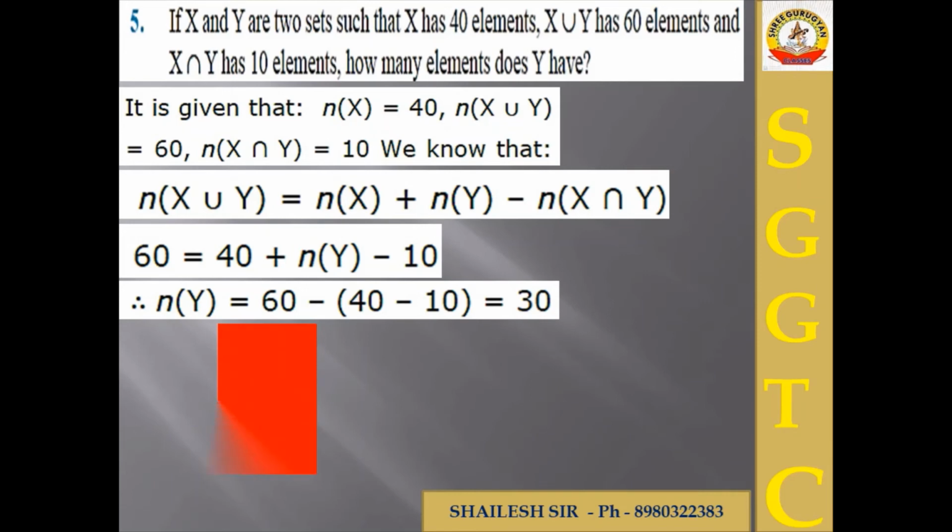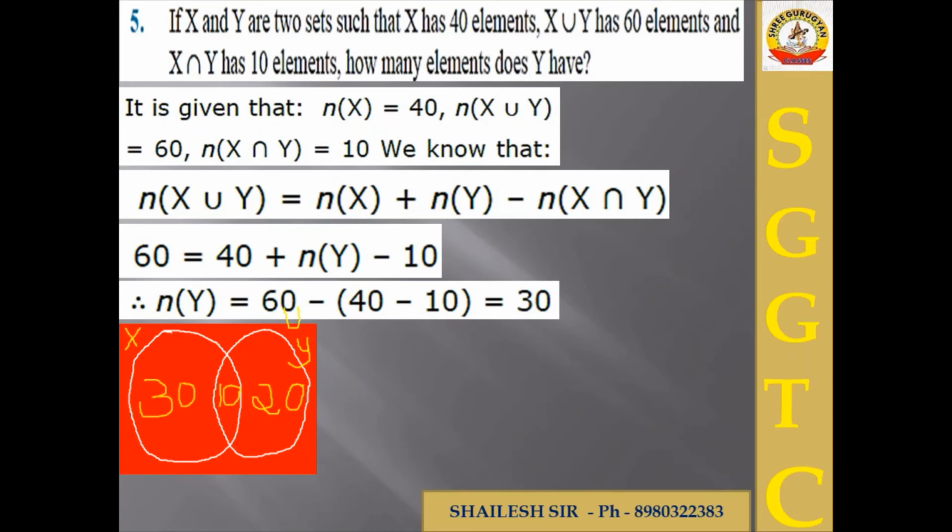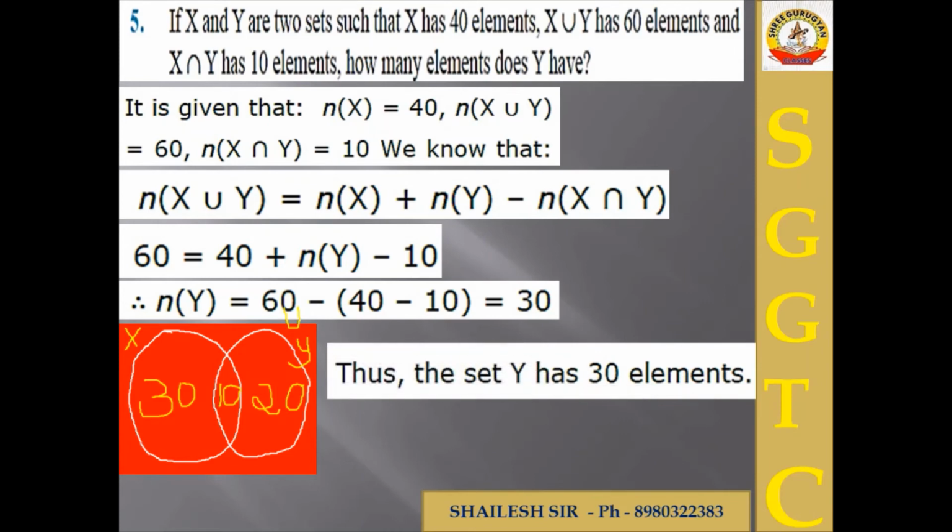Now plot it on the Venn diagram. The Venn diagram has only two sets here, X and Y. First of all, students, you must put in the center value. Here the center value is 10 because it is the common region of X and Y. Now apply the other values. For the other part it is 30, because N of X is 40, and for Y the total related here is 30. So here 10 and 20 become 30. So my final answer is done here. Thus the set Y has 30 elements.